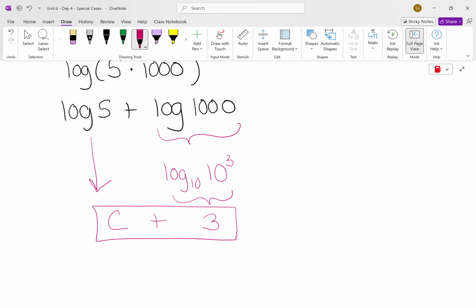We're done. Are you allowed to have numbers in it though? You could have numbers, yeah, as long as there are no more logs.